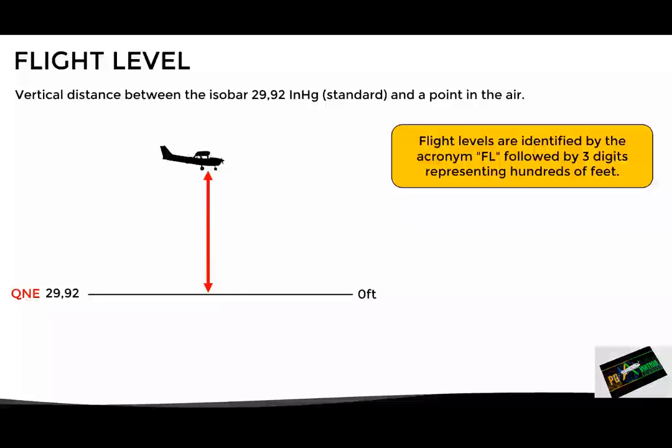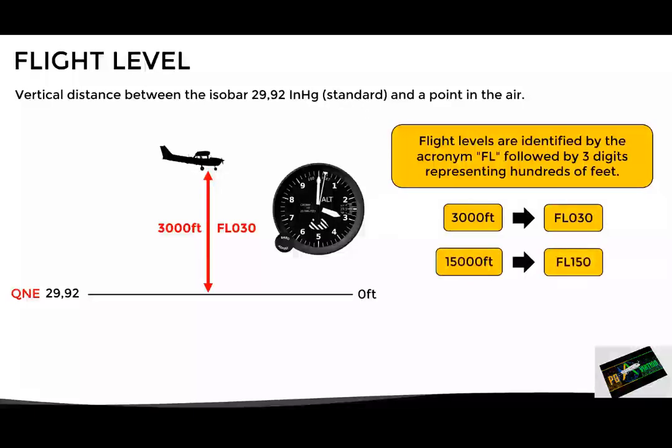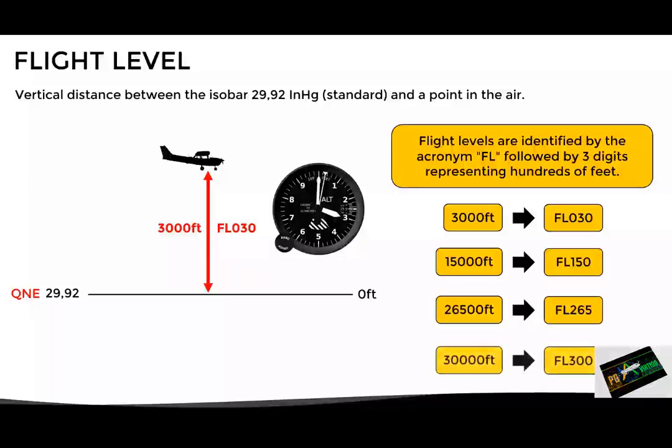Let's see an example. Suppose that with the QNE set as barometric reference, the altimeter indicates 3,000 feet. In this case this would be represented as flight level 030, abbreviated as FL030. In this order of ideas, if the altimeter reads 15,000 feet, it would represent flight level 150. If it indicates 26,500 feet, it would be flight level 265. If it indicates 30,000 feet, it would be flight level 300, and so on.